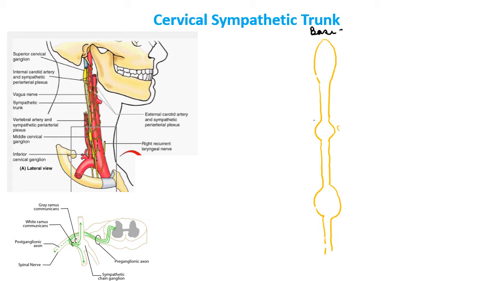So this would be near the base of the skull. Somewhere here would be the base of the skull. In front of the C2, C3 transverse processes would be the superior ganglion. The middle would be adjacent to the carotid tubercle, and this would be the inferior ganglion, which is present at the neck of the first rib.